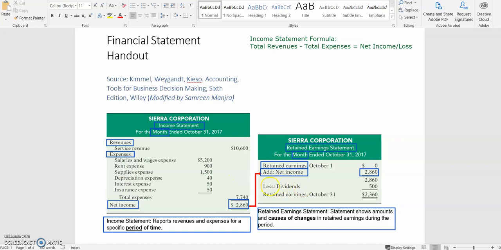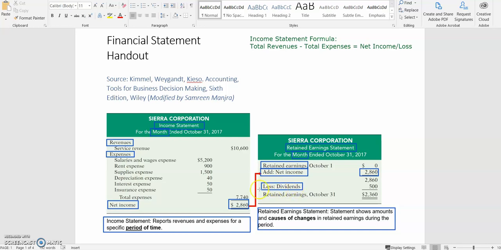From there, you're going to subtract out dividends, and dividends are distributions to the stockholders. When an investor gives money to a business, in exchange, they're going to receive shares of stock in that company. A company may choose to issue dividends to their investors by taking a small amount of the earnings and giving it back to the investors. And that's referred to as dividends. And one important thing to note about dividends is that dividends are only showing up on the retained earnings statement.